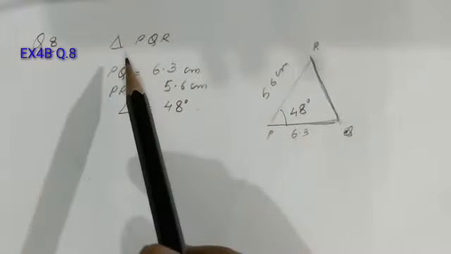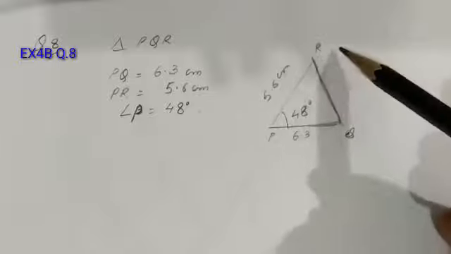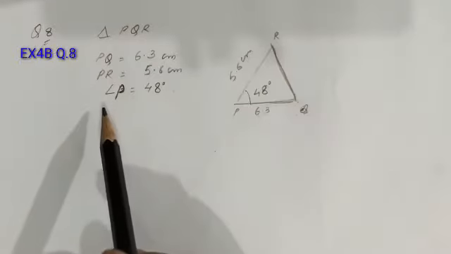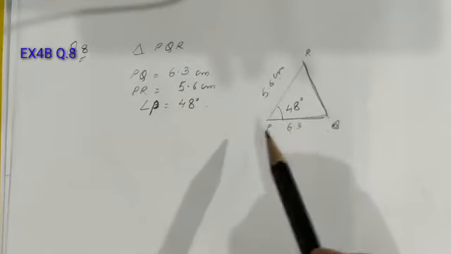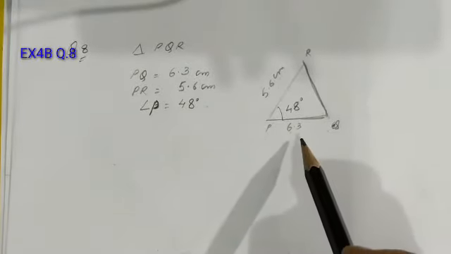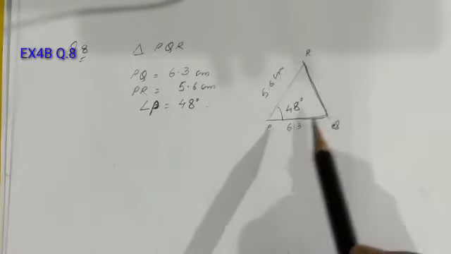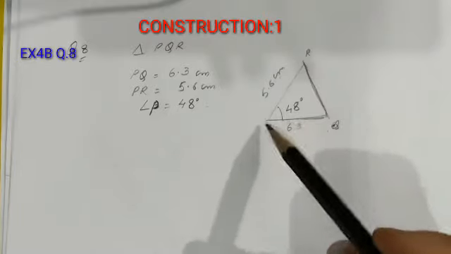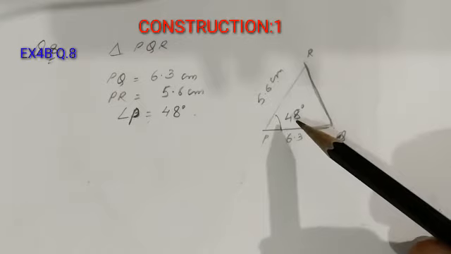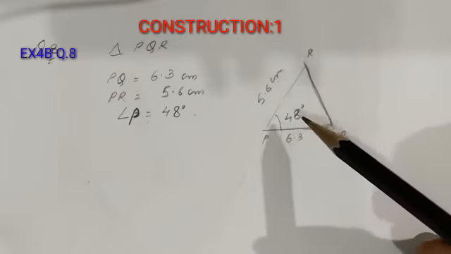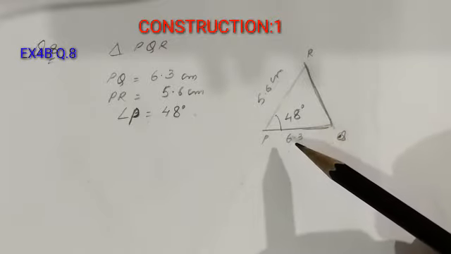Question number 8. Construct a triangle PQR in which PQ equals 6.3 cm, PR equals 5.6 cm and angle P equals 48 degree. Children, can you tell me this is which construction? Construction 1, 2 or 3? This is construction number 1 when you are given two sides and including angle. Children, just see. The angle is of 48 degree and it's not possible to construct 48 degree using compass. So here we will use protractor.